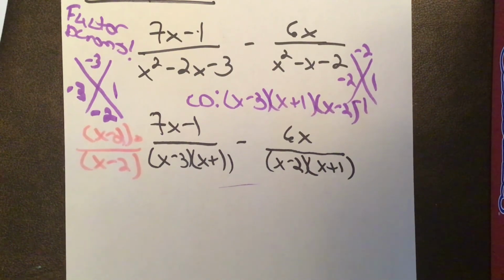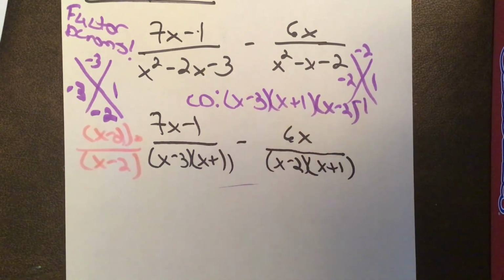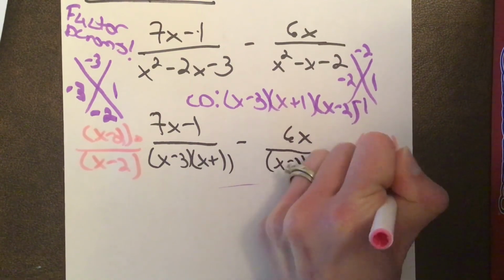Okay. And then this guy here, he has x minus 2. He has x plus 1. He's missing x minus 3. So I'm going to multiply him by x minus 3 over x minus 3.